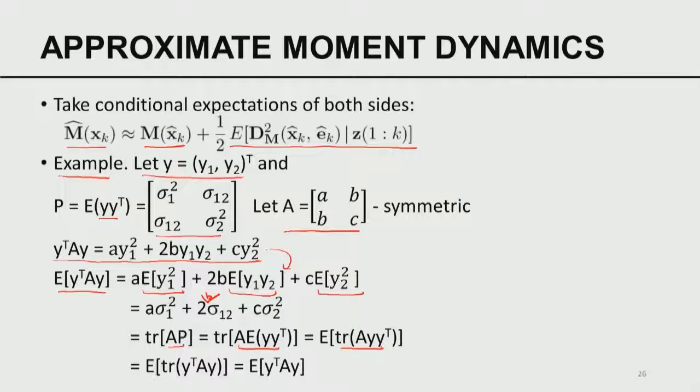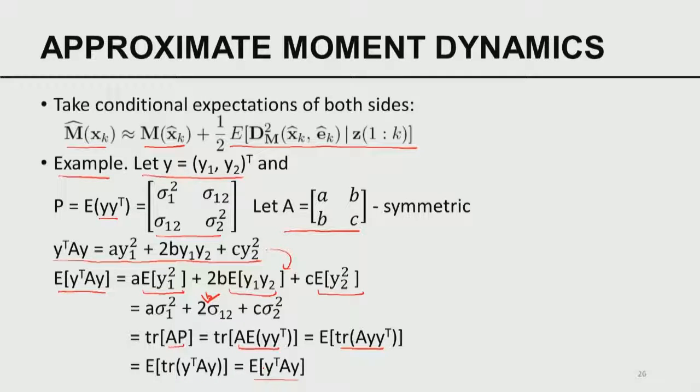The trace remains invariant under the cyclic permutation. Therefore, the trace is equal to y transpose A y. y transpose A y is a scalar, and the trace of a scalar is itself. So that is equal to the expected value of that. Therefore, we have come one full circle around. That tells you the details of the calculations with respect to computing the expected value of this.